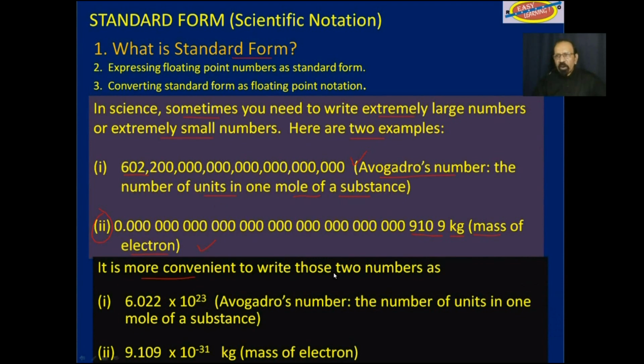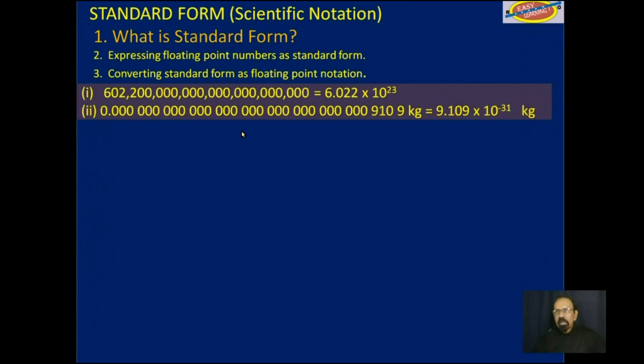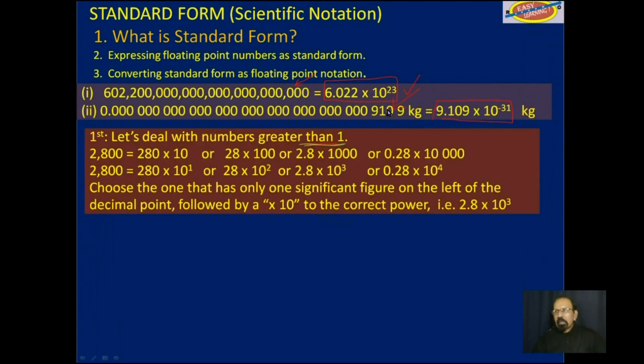It is more convenient to write those two numbers as 6.022 times 10 to the 23rd power, that's the one at the top, and 9.109 times 10 to the negative 31 kilogram. This is what it looks like. How convenient if you could write it like this, rather than like that, where you may forget one of the zeros or put in an extra zero, or like this rather than that.